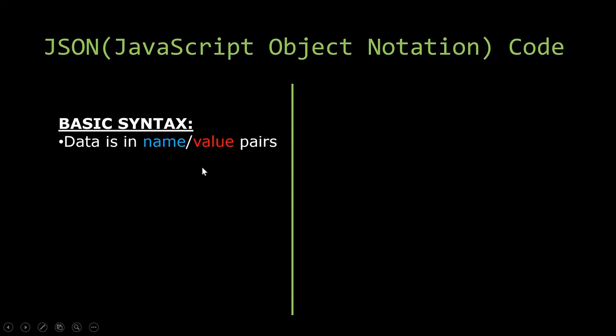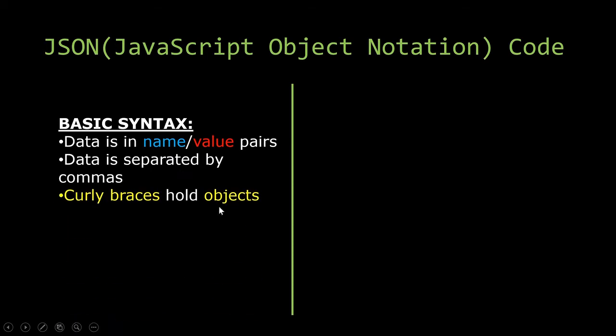And we're going to look at an example here in just a second. Second, data is separated by commas. Third, curly braces hold objects, or curly brackets, either way, you can call them either way. They hold objects. Notice it's JavaScript Object Notation, so those are individual objects within the JSON code. And then square brackets hold arrays, so that would be multiple things.